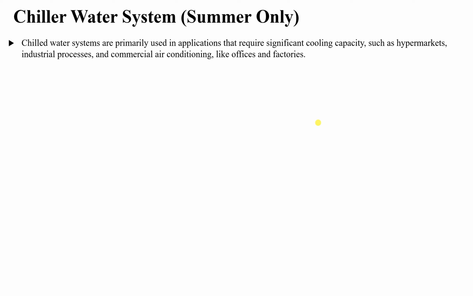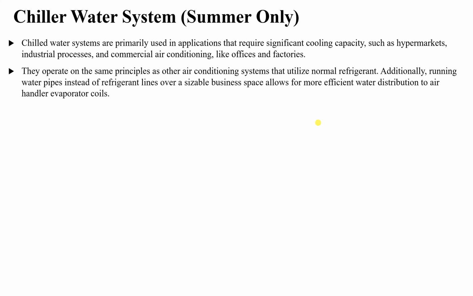Like for example, if we have a hypermarket, industrial processes, or commercial air conditioning like offices, factories, all of these. When we have a large building and I would like to cool it down, it is not economically good to use the split units. So what do we do in the chiller water system? It operates on the same exact principle as the air conditioning system. However, this time instead of running refrigerant lines, we provide running water pipes.